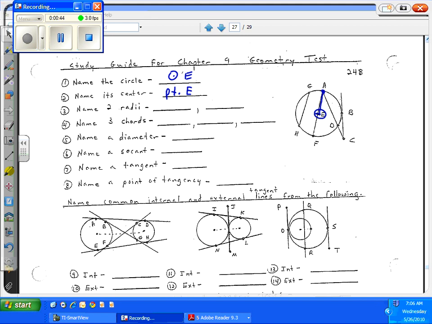The given distance is the radius, or we could say the radius is a segment from the center to a point on the circle, or we could say that the radius is half the distance across the circle. So we have two radii, segment EA and segment EF. Three chords. A chord is a segment that joins 2 points on a circle.